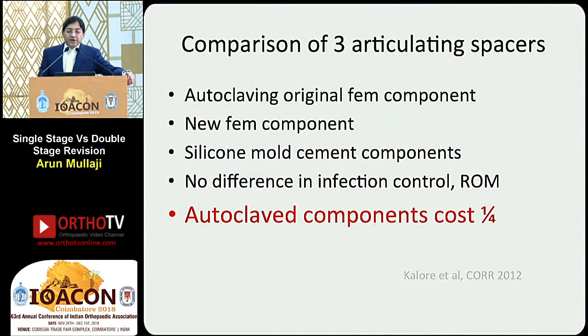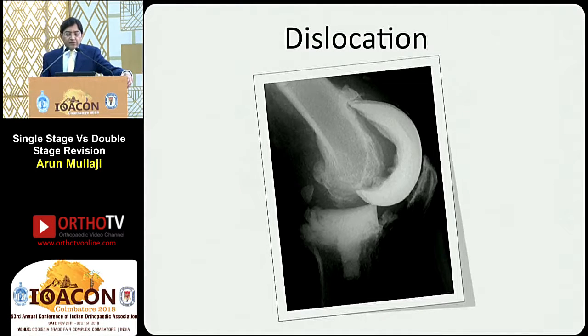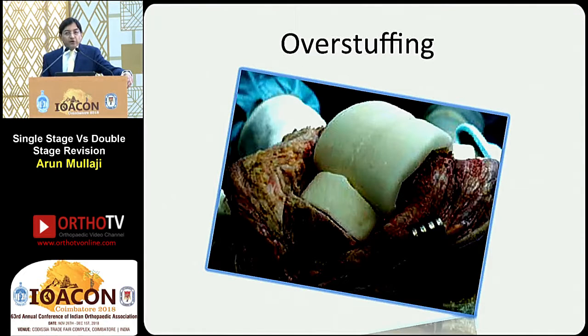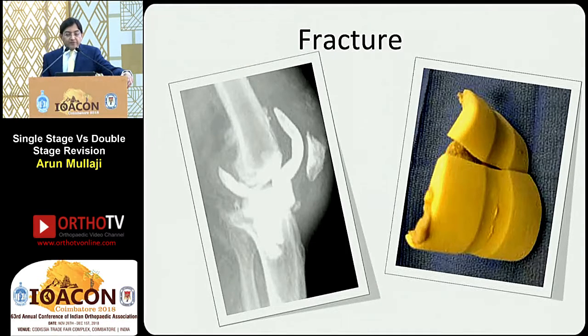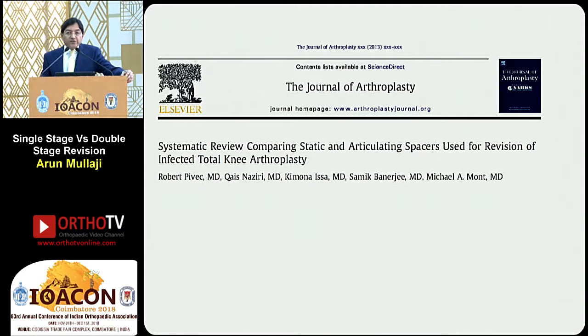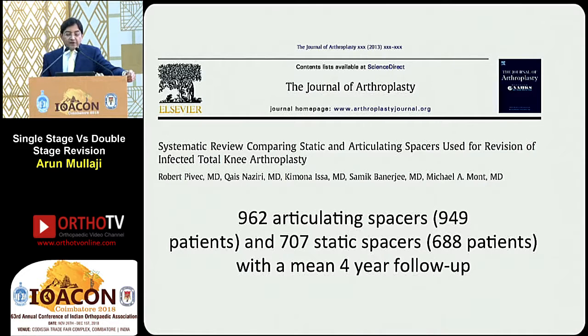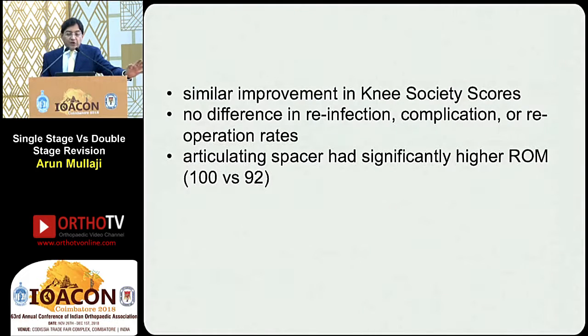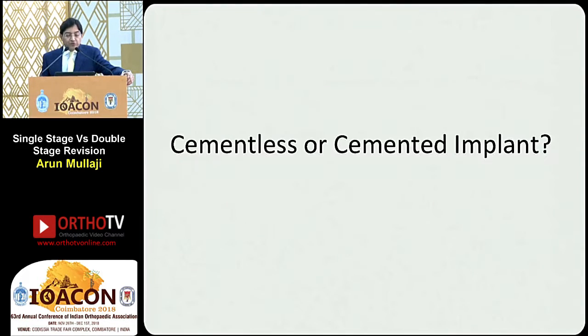In terms of articulating spacers, there's no difference in terms of infection control or range of motion, but the autoclaved components cost 1/4. But these preformed ones may dislocate, you may cause overstuffing and a fracture. Now, looking at this systematic review of spacers, static versus articulating, several hundred spacers were compared with a 4-year follow-up. No difference in reinfection, complication, or reoperation rates. Articulating spacer had slightly more range of motion.